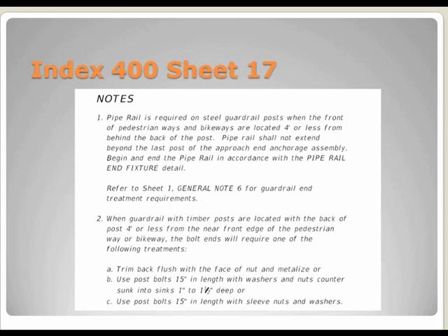On note 2, when guardrail with timber posts are located with the back of the post 4 foot or less from the near front edge of the pedestrian or bikeway, the bolt ends will require one of the following end treatments. Then you trim the bolt back flush with the face of the nut, and then you metalize it, or you use post bolts with 15-inch length and washers and nuts that are countersunk, and you sink it into an inch and a half deep, or you can use the post bolts that are 15 inches in length with sleeve nuts and washers.